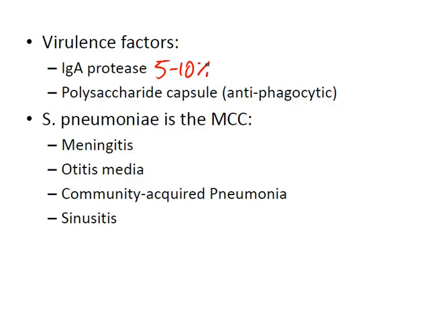Strep pneumo is the most common cause of meningitis, otitis media, community-acquired pneumonia, and sinusitis. Also, a classic finding of pneumococcal pneumonia is rusty colored sputum. That's a good clue for you on the boards. Rusty colored sputum is a classic finding.